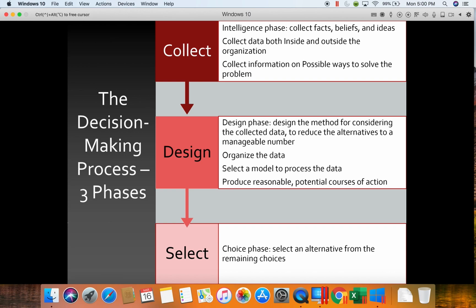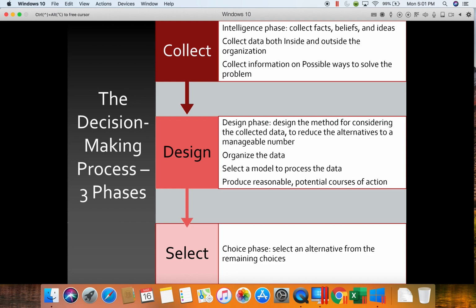The decision making process consists of 3 phases. First is the intelligence phase, where we are collecting facts, beliefs, ideas. We're collecting data both inside and outside the organization. And we're trying to collect as much information as possible on the ways that we could solve the problem we are working on.